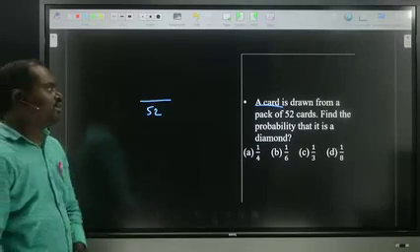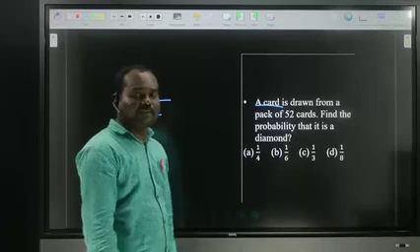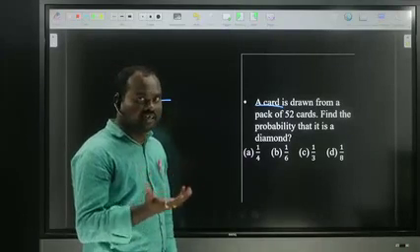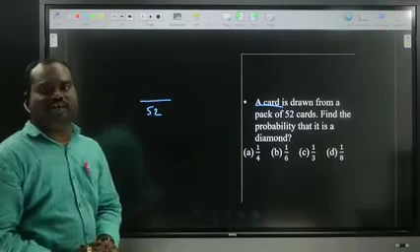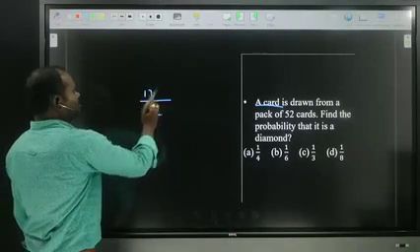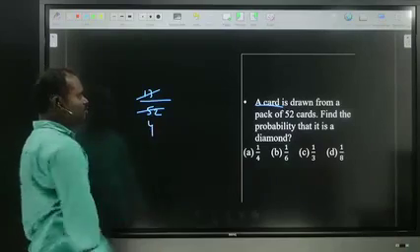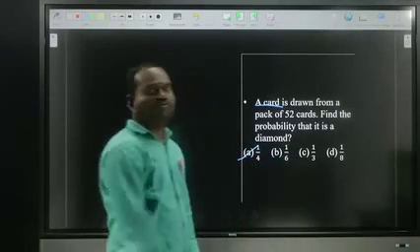That one card, he wants a diamond. How many diamonds are there in the pack? 13 diamond cards. From that we should take 1. So 13C1, which is nothing but 13. So 13 ones are 13, 13 fours are 52. So what is the answer? 1 by 4. Right? 1 by 4.